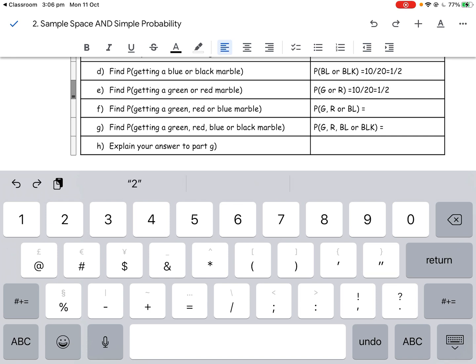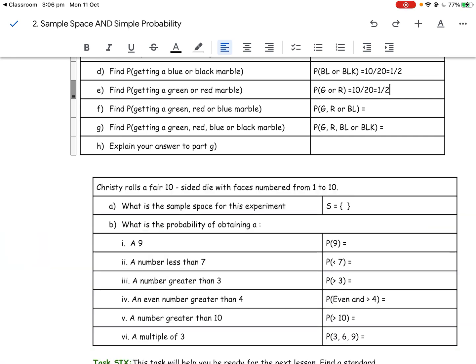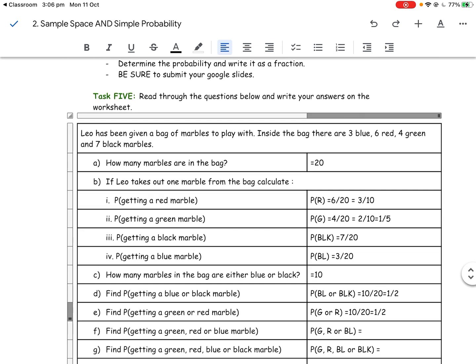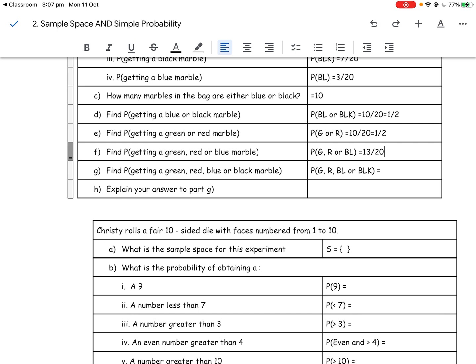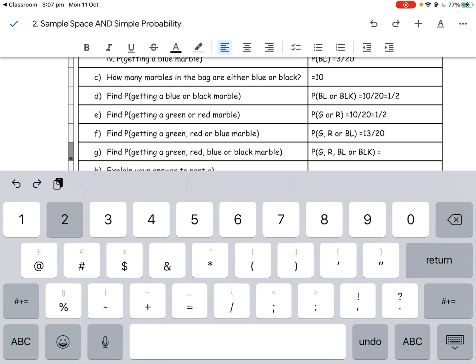Right. What about getting a green, a blue, or a red marble? So let's count all those together. Green, blue, and red. 3 blue, 6 red, and 4 green makes 13. 13 out of a possible 20. Can I reduce that fraction? No, I can't. All right, next one. Getting a red, green, blue, or black. Well, that's all of them, isn't it? So that's 20 out of 20. And 20 out of 20 is the same as? Hopefully you said 1 whole.